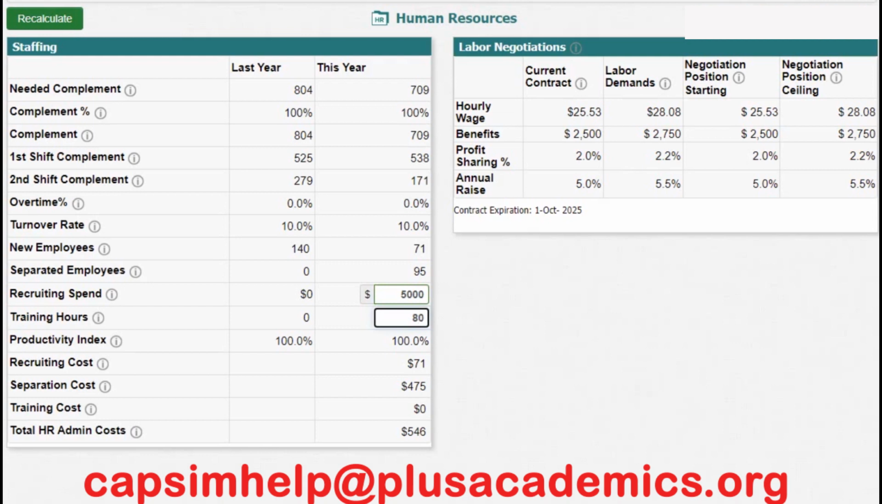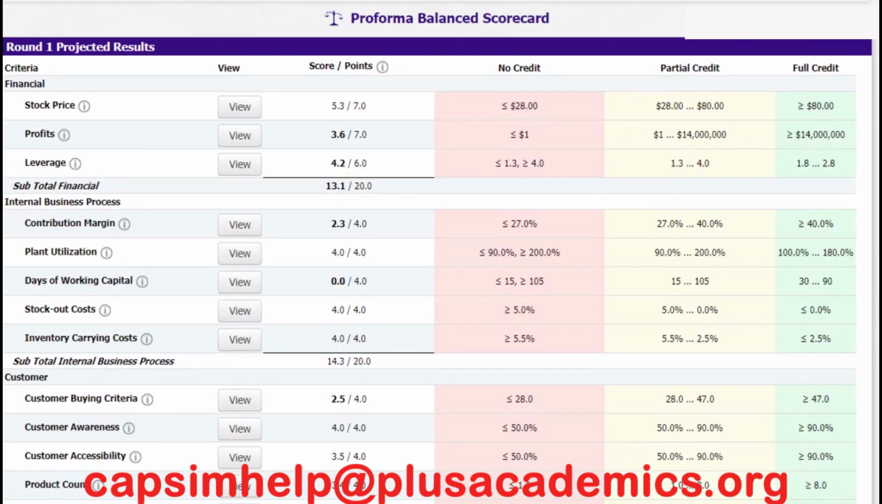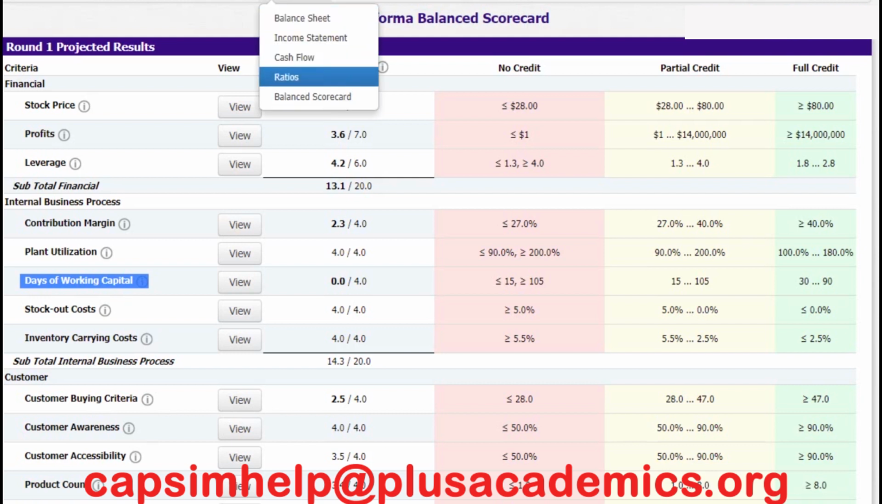Before going to finance, let's go to balanced scorecard. We see where we are losing points. Most likely on leverage and days of working capital. Days of working capital we are getting nothing, 0 out of 4, while for leverage we are getting 4.2 out of 6. We can still increase our points here, and that is controlled through finance decision.